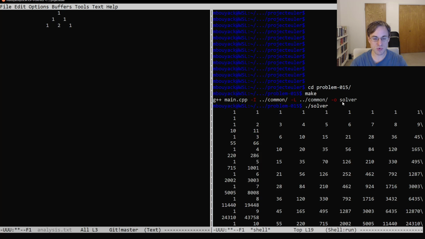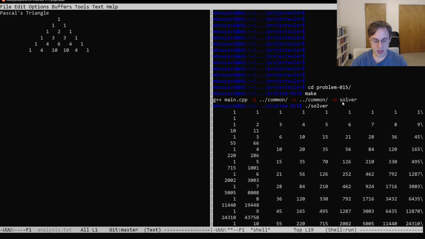And if we continue in a similar fashion, we'll have 1, 3, 3, 1, 1, 4, 6, 4, 1, 1, 5, 10, 10, 5, 1, etc. Let me just label this here. Pascal's triangle.